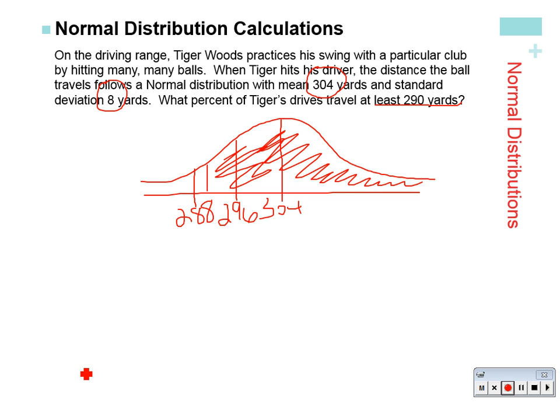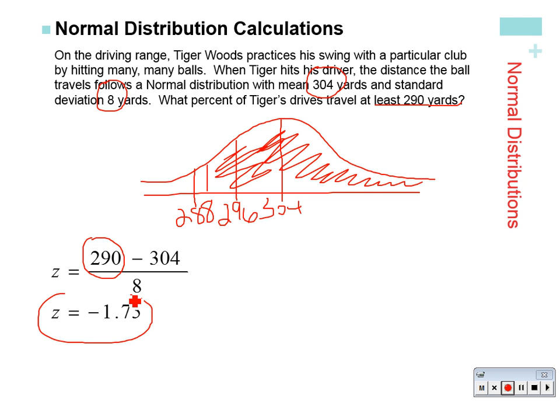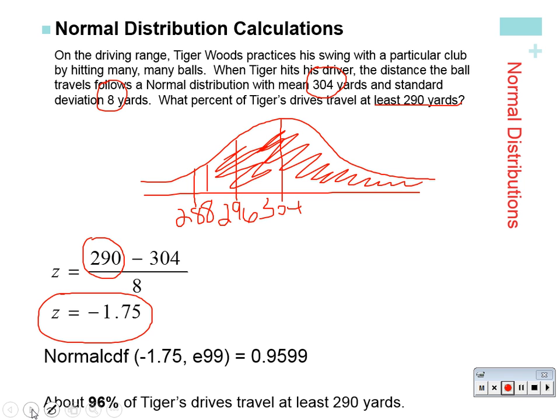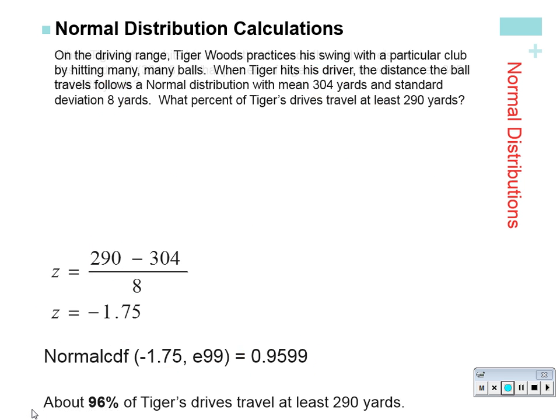So in terms of my do part for this, I want to know first, what's the z-score for 290 yards? So to find the z-score, I'm going to take the data value minus the mean divided by the standard deviation, and I get negative 1.75. So then from here, I want to do the normal CDF from negative 1.75 to positive infinity. And when I do that, this is the value I get, 0.9599, which basically means that approximately 96% of the time, according to this data, he's going to hit his drive at least 290 yards. So that's just one type of application question involving the normal distribution.